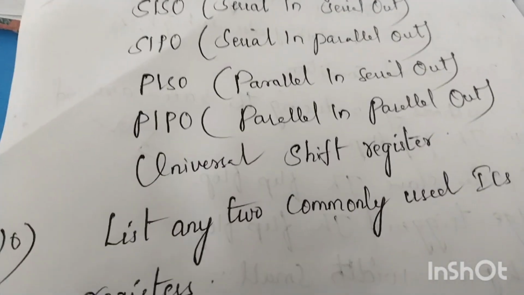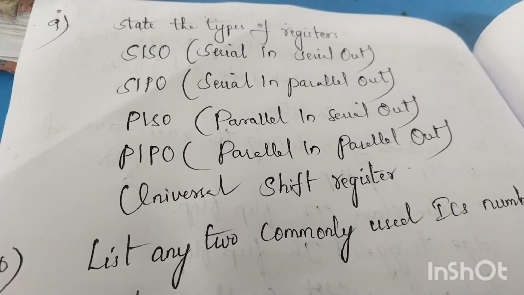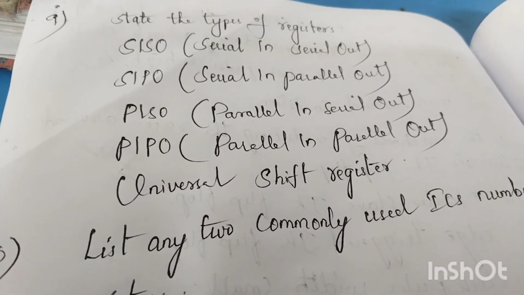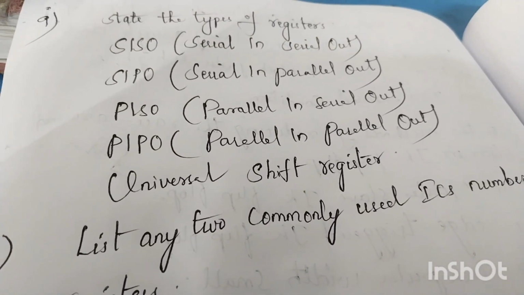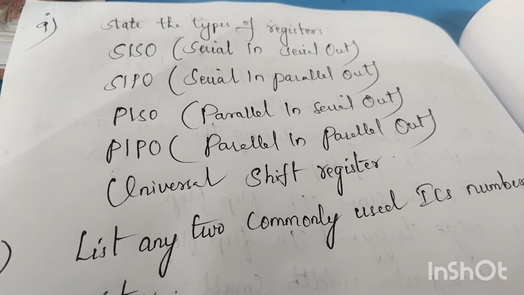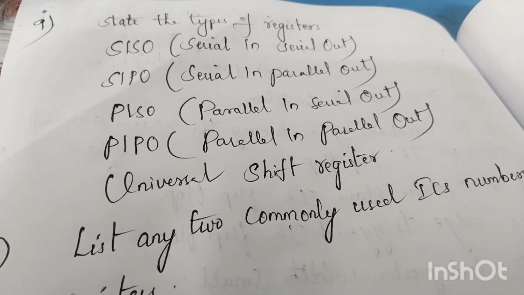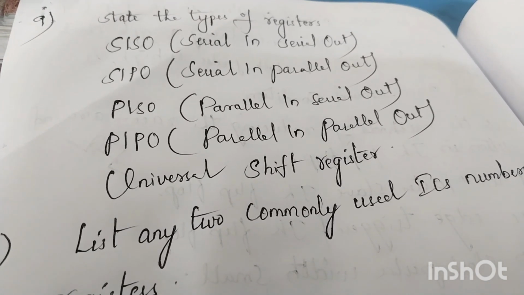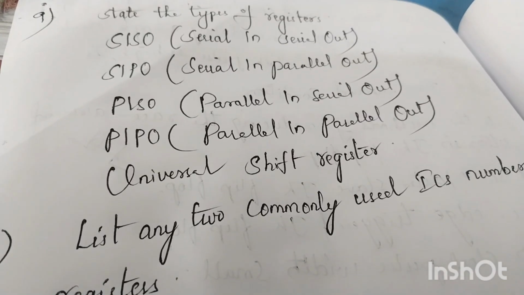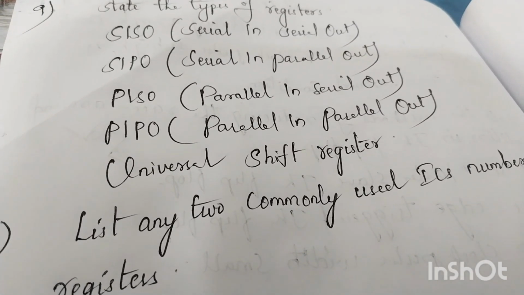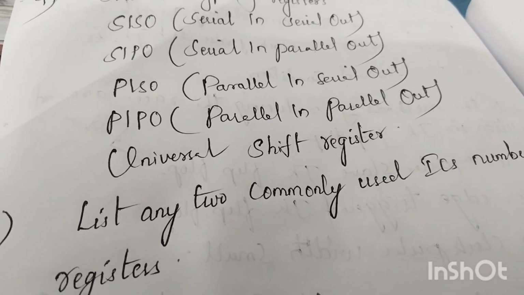And the next one we have, state the types of registers. Then the answer is SISO, SIPO, PISO, PIPO. SISO means serial in serial out shift register. SIPO means serial in parallel out shift register. PISO is parallel in serial out shift register. And PIPO means parallel in parallel out shift register. And the next one is universal shift register.